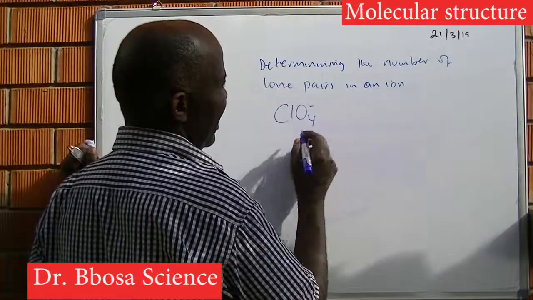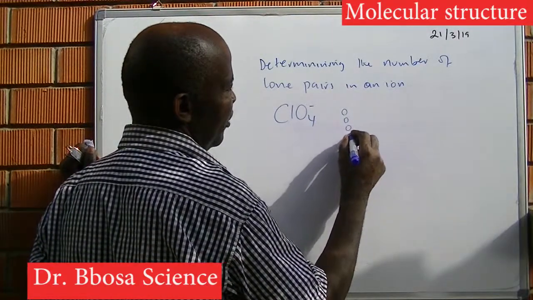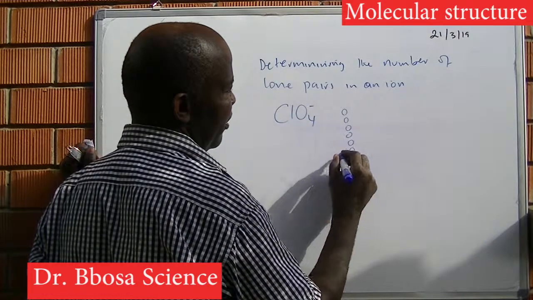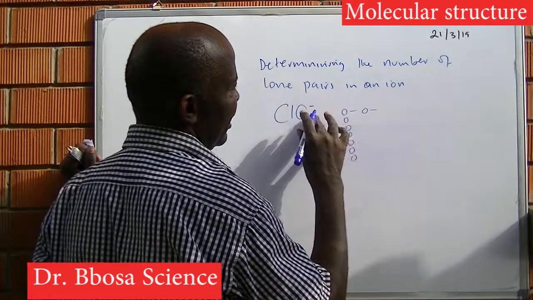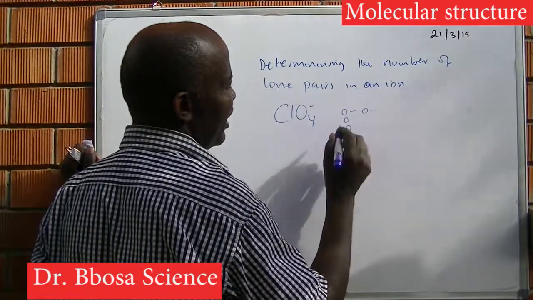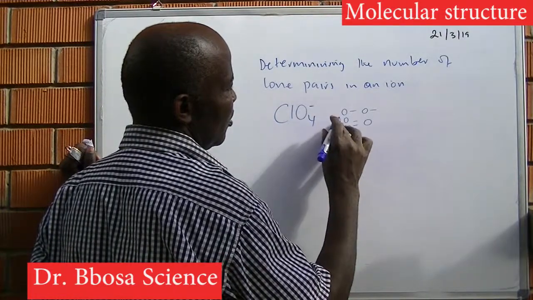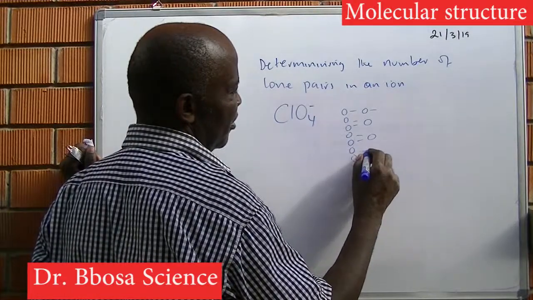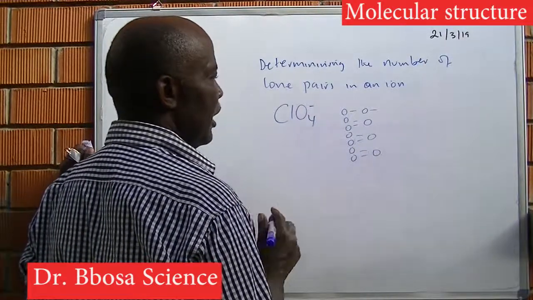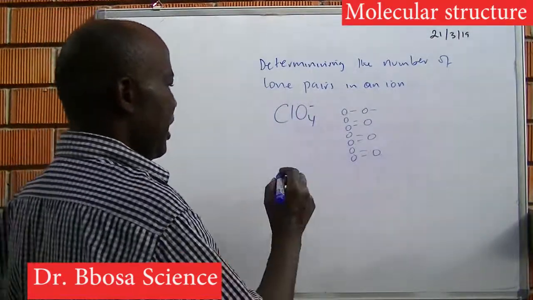Another example is the ClO4 minus ion. Chlorine has 7 electrons, 1, 2, 3, 4, 5, 6, 7 on the outermost shell. One oxygen will bond with 1 electron and carry the negative charge. The other oxygens will each bond with 2 electrons. So in this molecule, there is no lone pair.